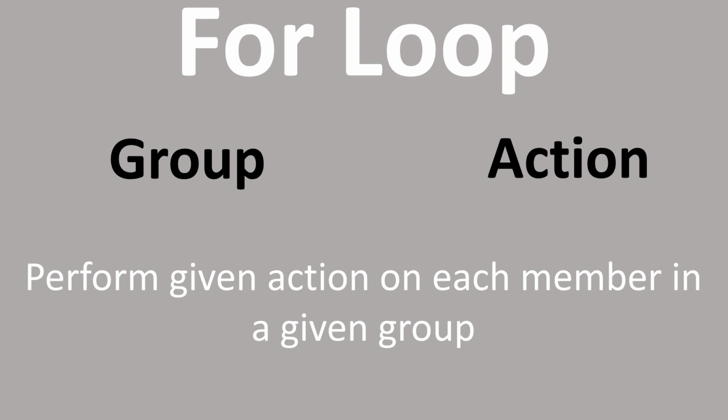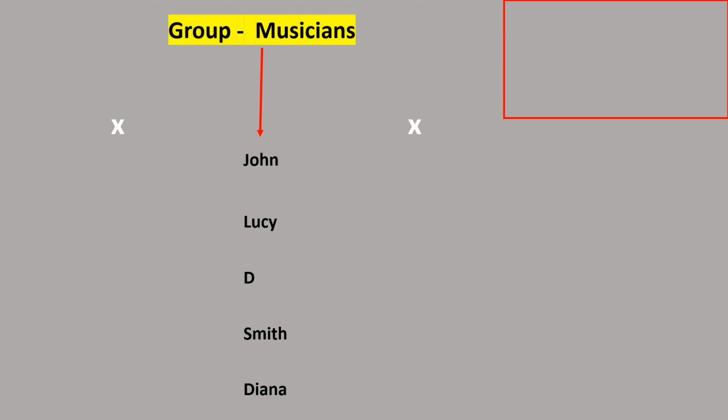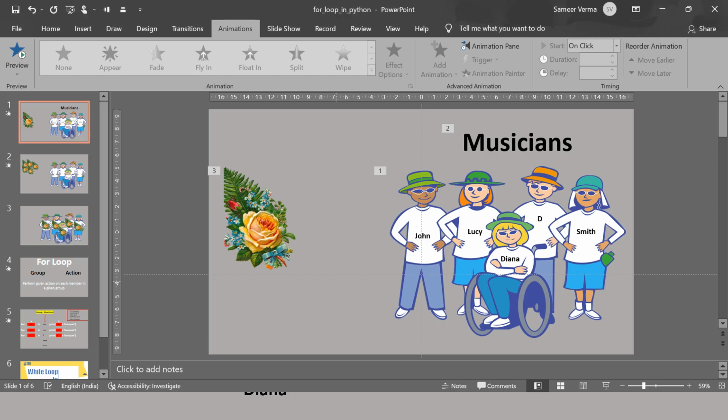In a for loop, you would have been given a group or a sequence or a list that is subjective, we will see later, and then you will be given an action, and what you need to do is perform the given action on each member in the given group. That's what is called the for loop. Now let me take you to Python and try to explain it to you with practical examples.